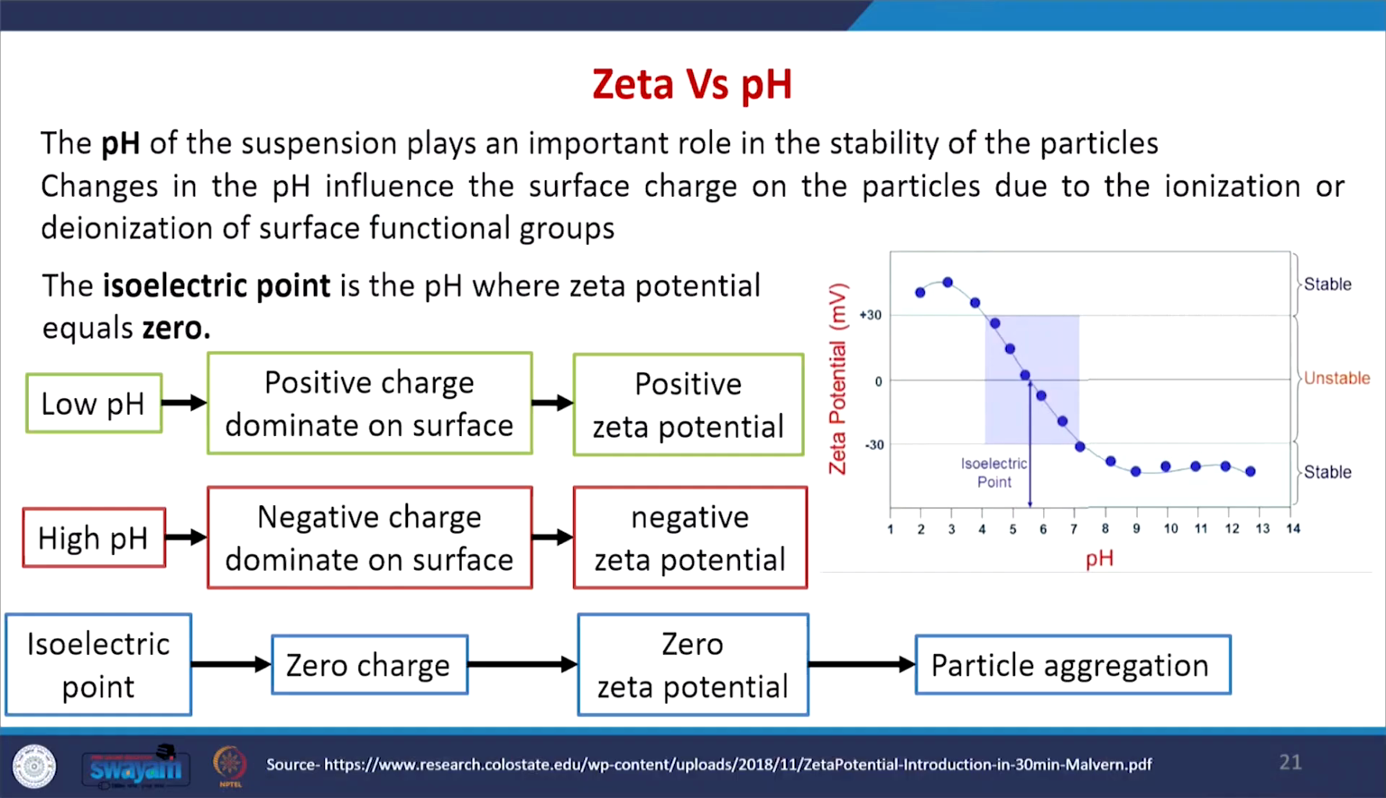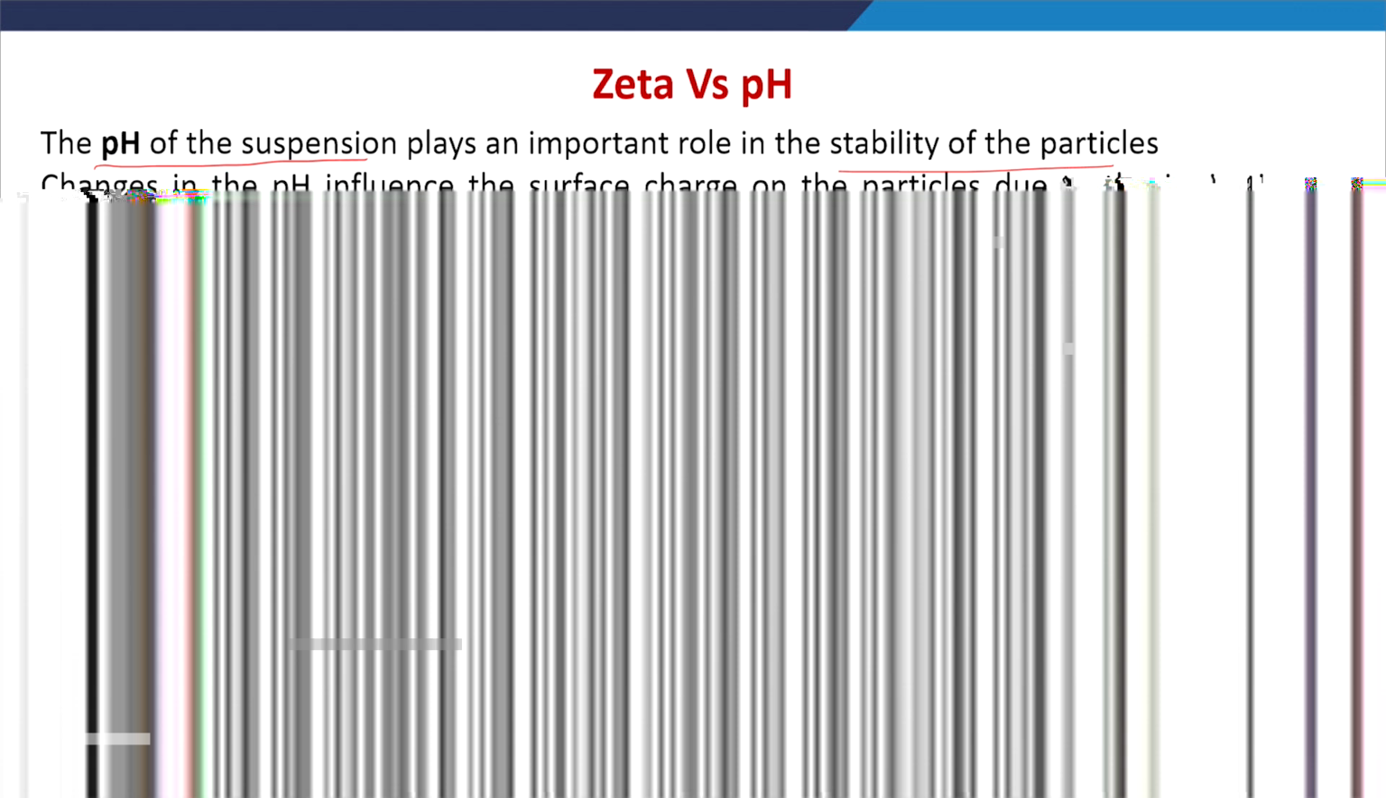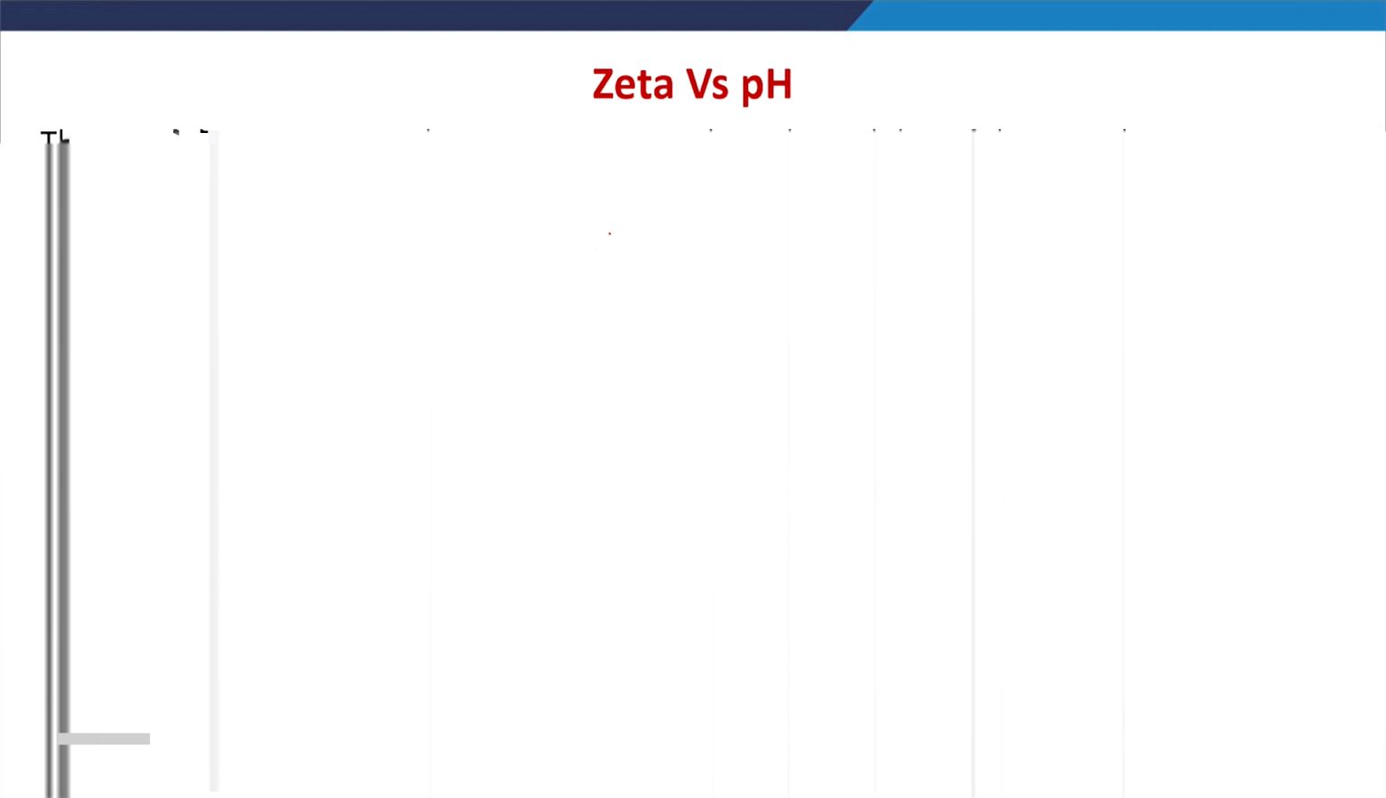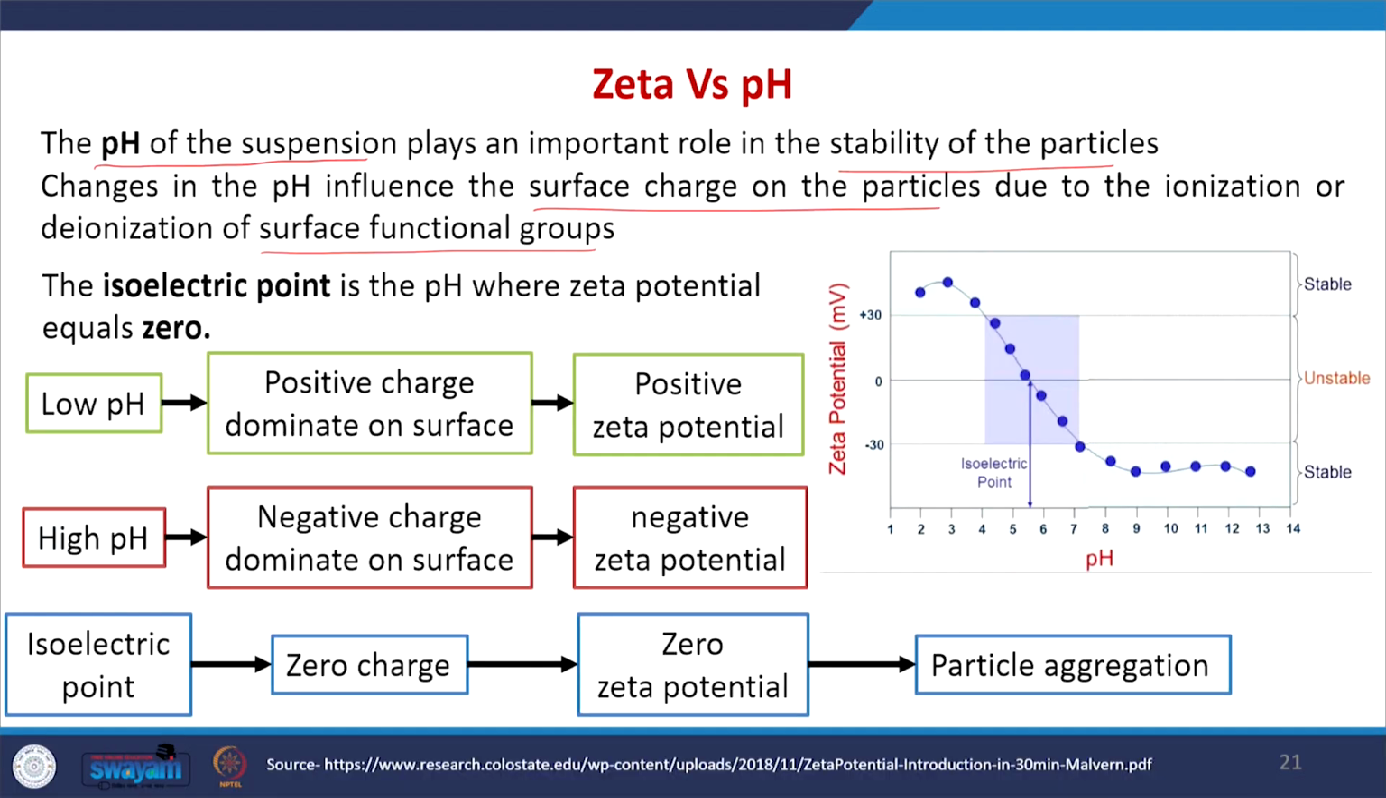Let us see the role of pH in zeta potential. The pH of the suspension plays an important role in the stability of the particles. Changes in the pH influence the surface charge, ionization of the functional groups, and, as most of you know, the isoelectric point. The isoelectric point is the pH where zeta potential equals 0.